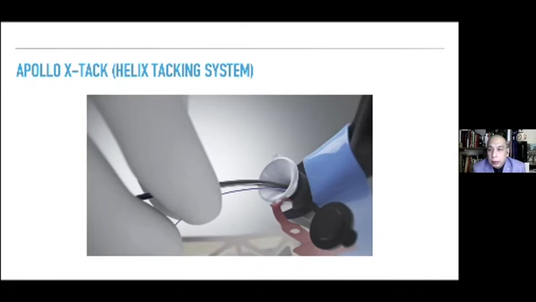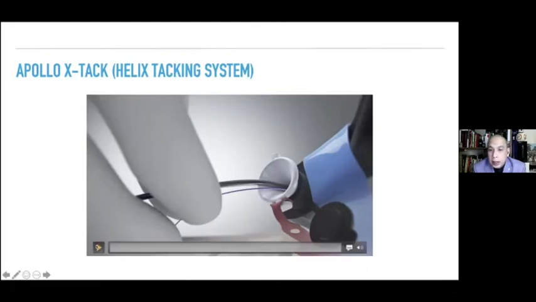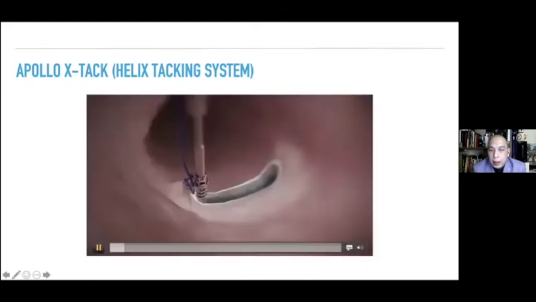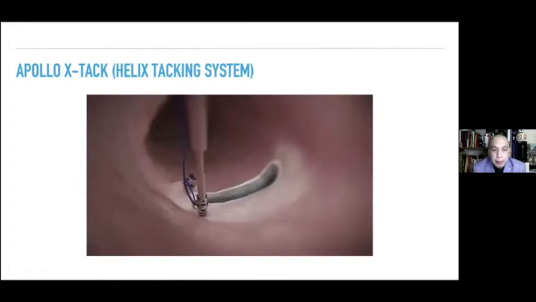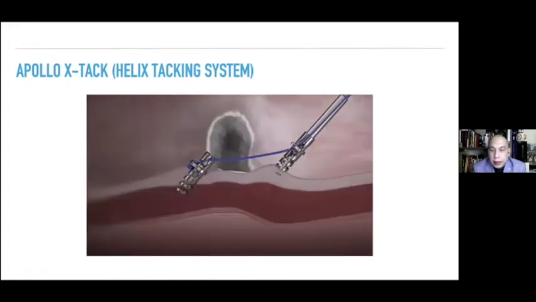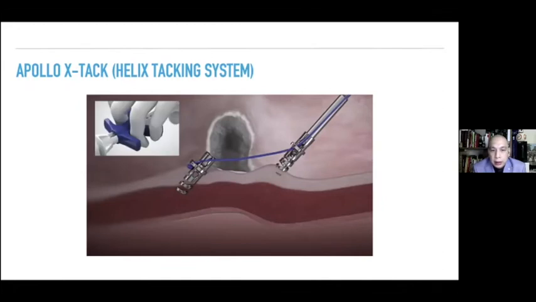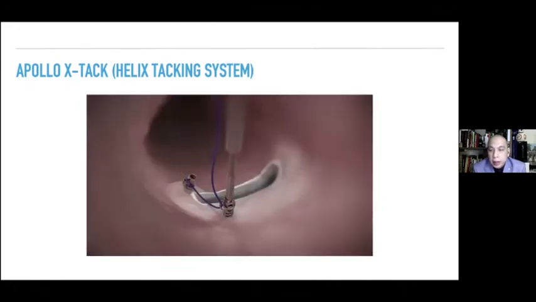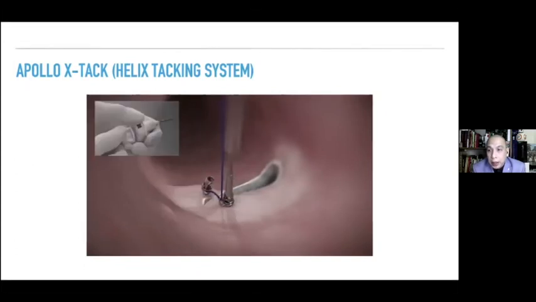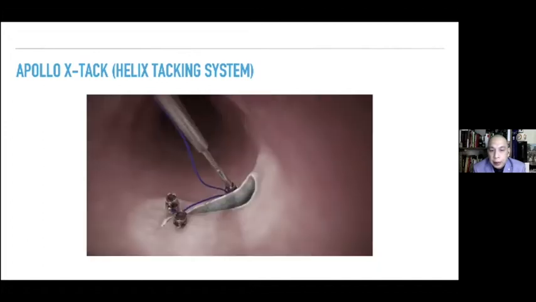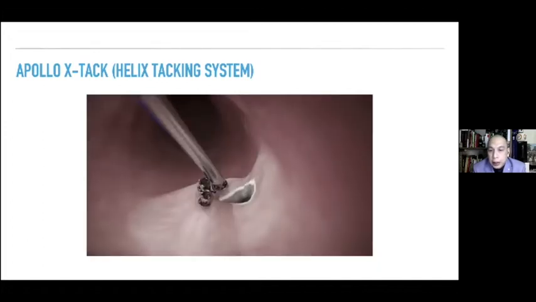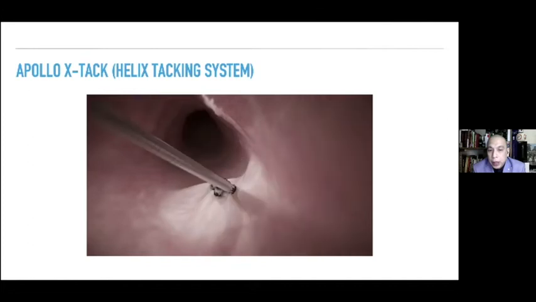Another way to close defects or do approximation would be using the Apollo X-Tack or the Helix tacking system, wherein you bury a helix type of device and leave it there, just like the way we do tacking for a hernia. And then there's a Prolene stitch attached to it, and then you just pull it all together to approximate the defect.